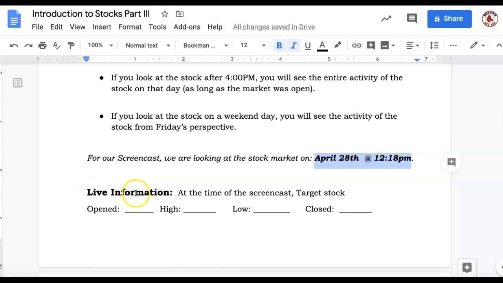So let's look up the live information at the time of this screencast. Target stock, and I'm going to show you where it opened, the highest it got, the lowest it got. And I'm not going to put anything for closed because when I'm making this screencast, it's 12:18 p.m. The stock market's still open. It's not going to close until 4, so there won't be a close date. So let's go to Yahoo Finance.